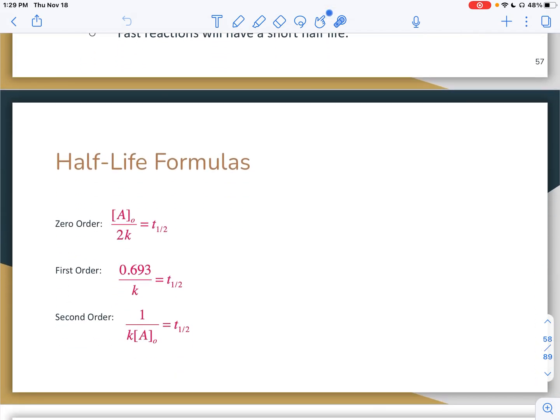Here are the different half-life formulas. The only one that's on your formula sheet and the only one that you're going to need to use is the first order one. The other two have concentration of A, which is our generic reactant here, so they're really not helpful because you have to know the concentration of A at any time to figure out the half-life. But if it's a first order reaction, there is no dependence on concentration. So that is one that you will use, and you will see it on your formula sheet.